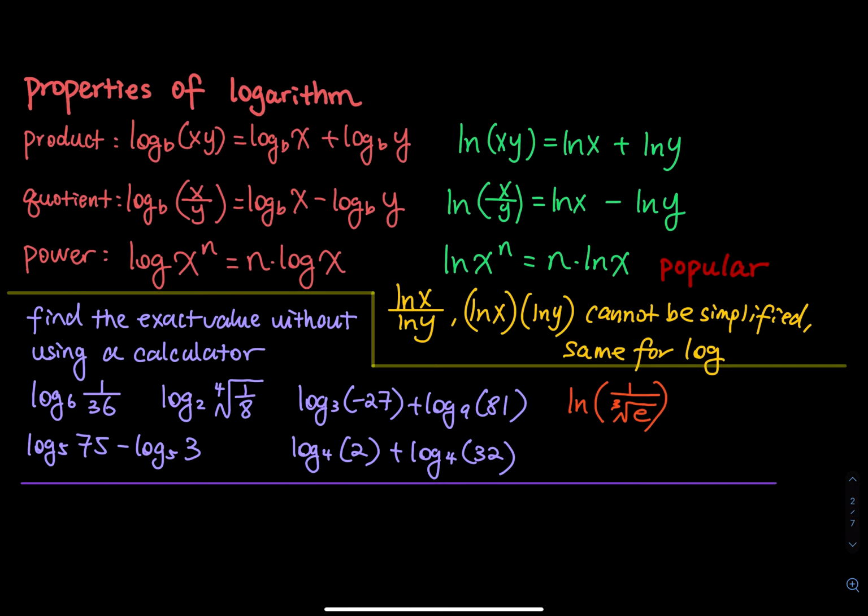And then we have two more. Actually, they are not properties at all. ln x divided by ln y is not the same as ln of x over y. So I want you to compare this and that. What is the difference? The first one, ln of x divided by y.